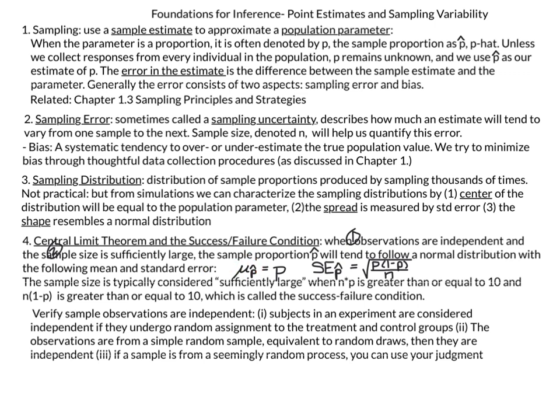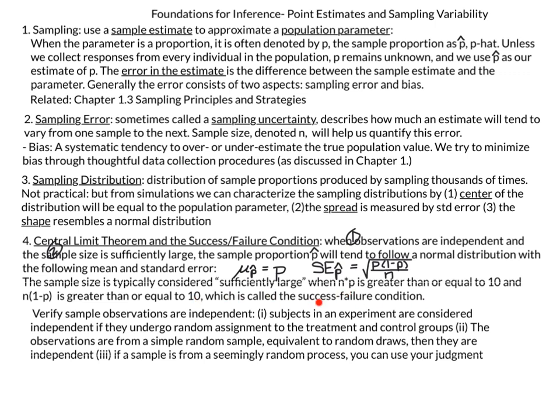So the mean of p hat is going to equal our population parameter. And the standard error of p hat is equal to the square root of p times 1 minus p over n, where n is the sample size. And again, p is our population parameter. The sample size is typically considered sufficiently large when n times p is greater than or equal to 10, and n times 1 minus p is greater than or equal to 10.